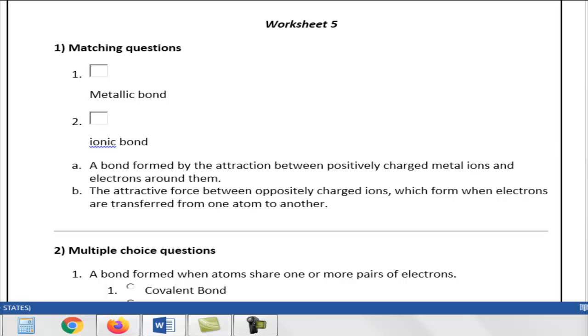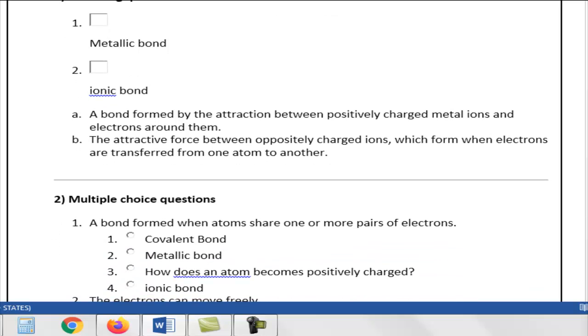Number 1, matching question. Metallic bond, ionic bond. Which one is metallic bond? A bond formed by the attraction between positive charge metal ions and the electrons around them, or the attractive force between oppositely charged ions, which form when electrons are transferred from one atom to another. So, metallic bond, which one? Number 1, it will be A.